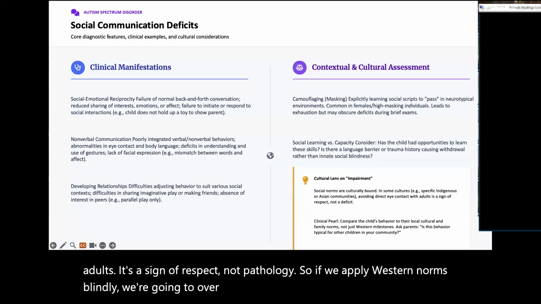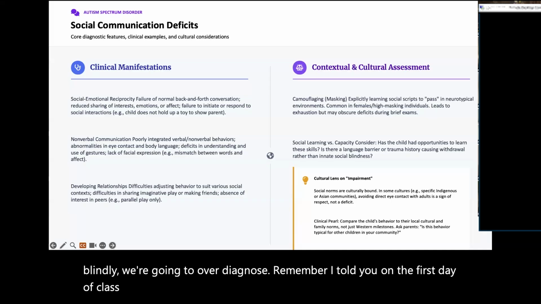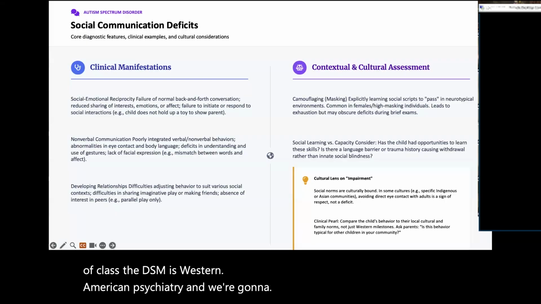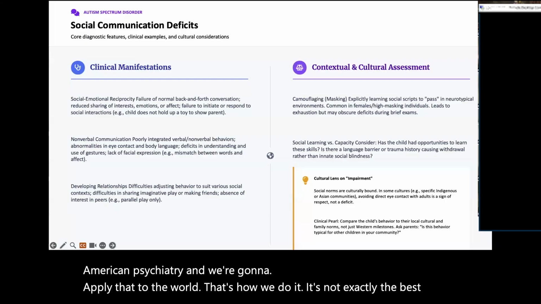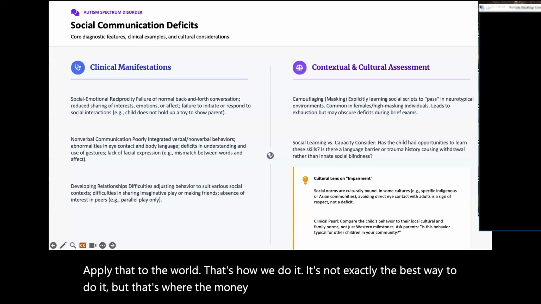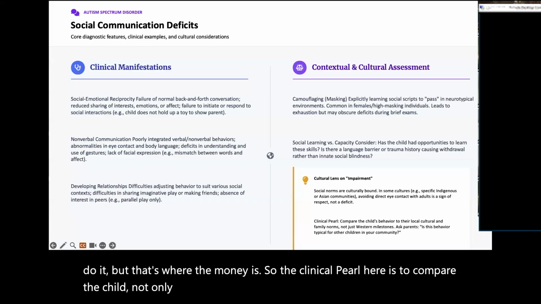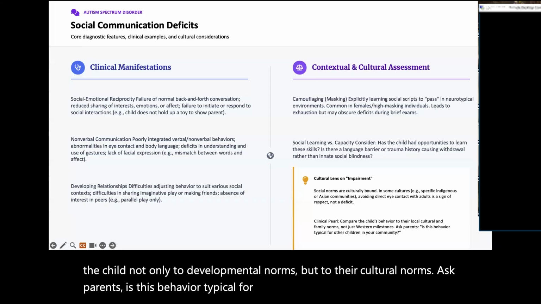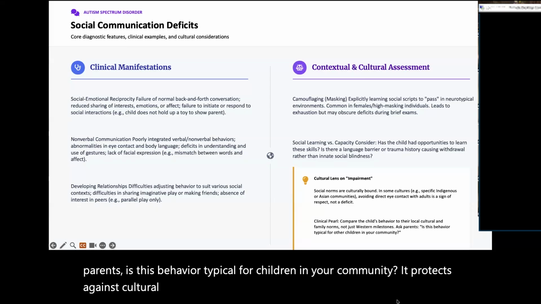Remember, I told you on the first day of class, the DSM is Western American psychiatry, and we're going to apply that to the world. That's how we do it. It's not exactly the best way to do it, but that's where the money is. So the clinical pearl here is to compare the child not only to developmental norms, but to their cultural norms. Ask parents, is this behavior typical for children in your community? It protects against cultural bias in the diagnostic process.